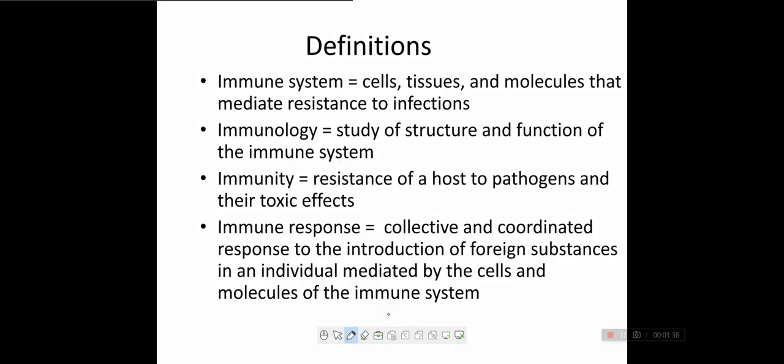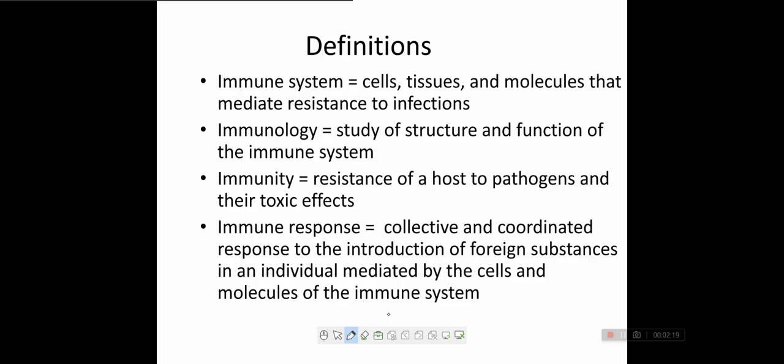Immune system. What is the immune system? The system in our body which fights against infection is known as the immune system, right? And what comes under this immune system? Which part of our body will fight against infection? Cells, tissues and molecules that mediate resistance to infection. So the cells and tissues like Peyer's patches, tonsils, skin, hair, all this comes under our immune system.